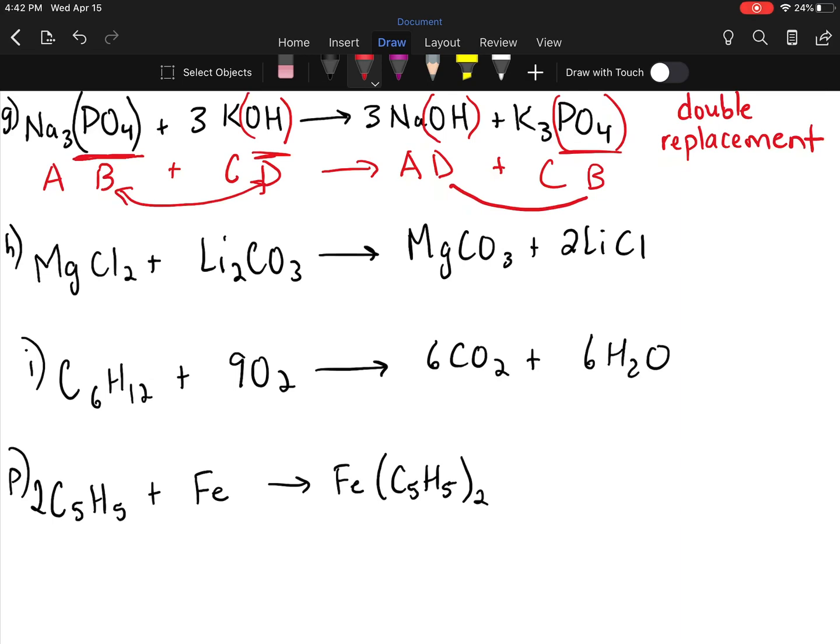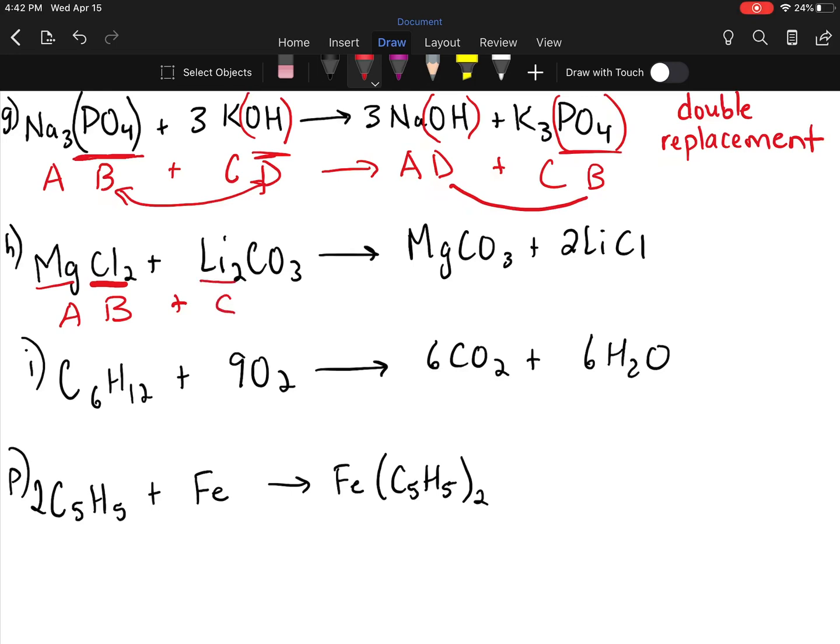So H, we'll do the next one. H here, let's do the same thing. So we have magnesium and chlorine. So that's clearly A and B. And you don't have to put A and B. I'm just doing that to show you. It's simpler to explain it that way.